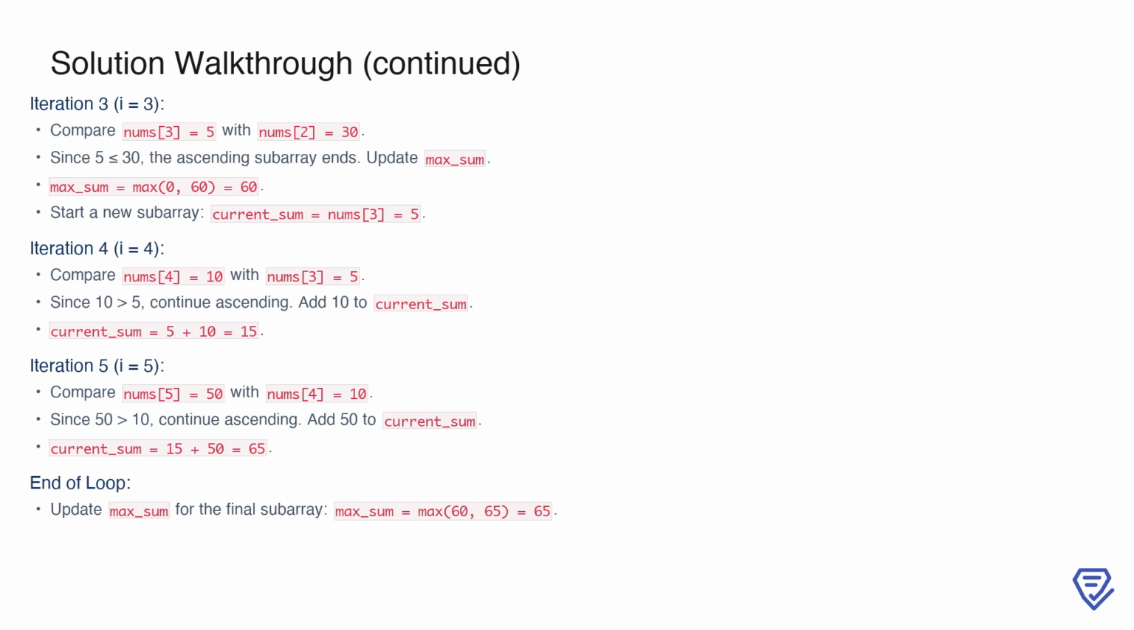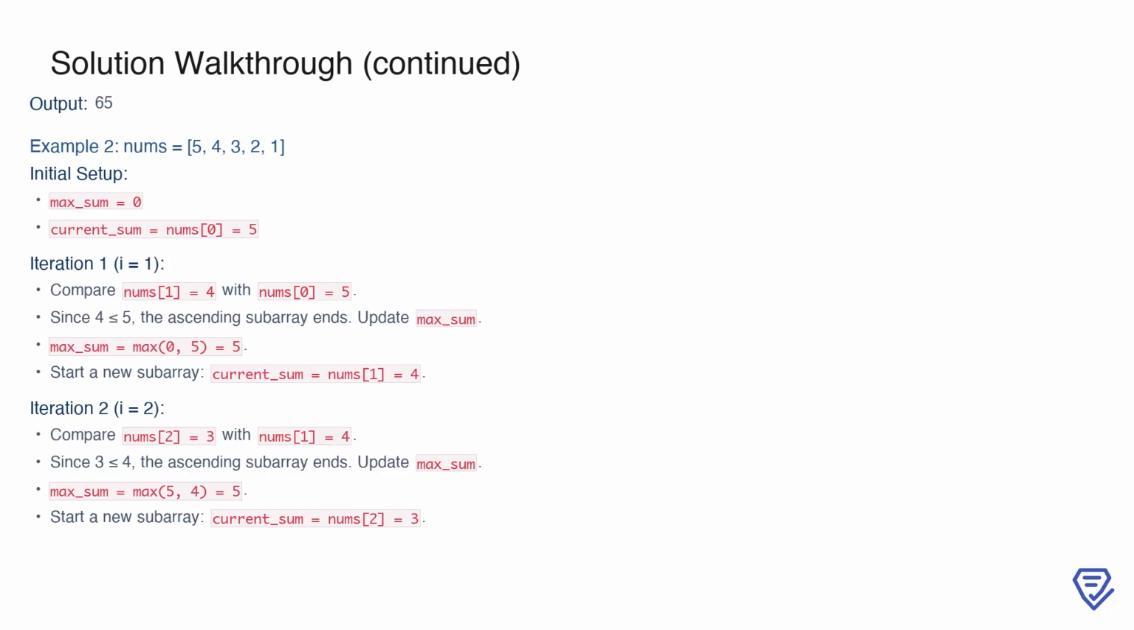At the end of the loop, we update max_sum one last time, taking the maximum of the current max_sum, which is 60, and the final current_sum, which is 65. This updates max_sum to 65. The output for this example is 65, as it represents the maximum sum of any ascending subarray.